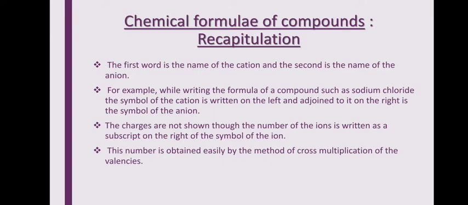The charges are not shown, though the number of ions is written as a subscript on the right of the symbol of the ion. For example, we will never write Na plus Cl minus. No. Now it is a compound, so you always write it as NaCl. This number is obtained easily by the method of cross multiplication of the valencies. We will see how we do it.